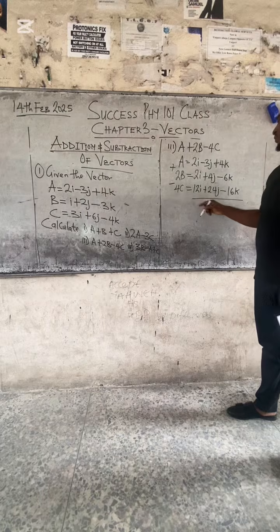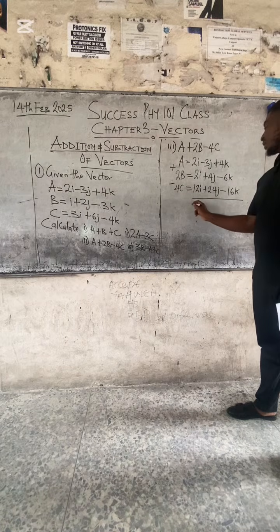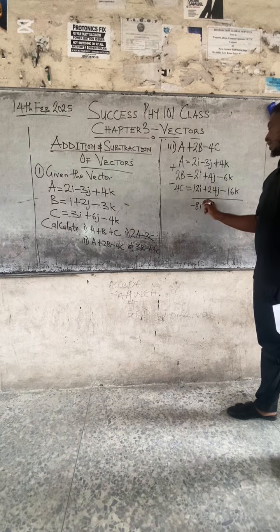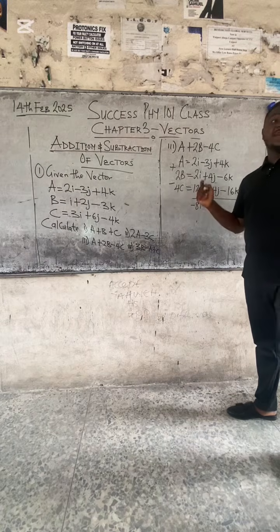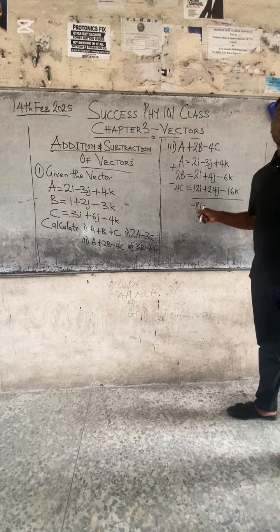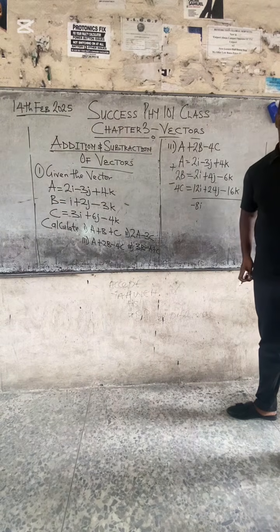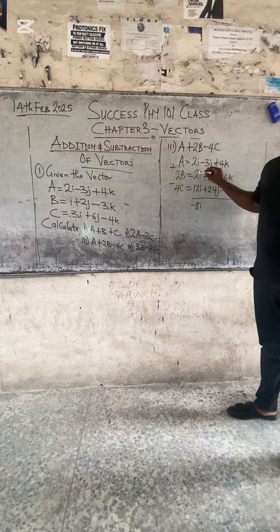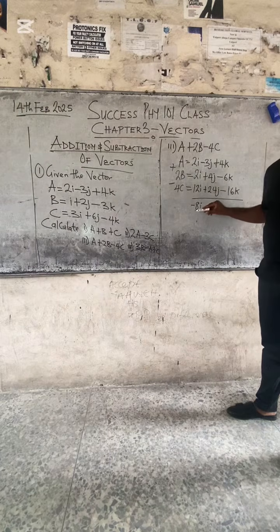4 minus 12 is minus 8i. Class, this thing you don't need to be using your head. You have a calculator. 4 minus 12. So in this place, you don't have any excuse to say you don't understand. When you have a calculator, why must you use your head? 2 plus 2, 4. 4 minus 12, minus 8.